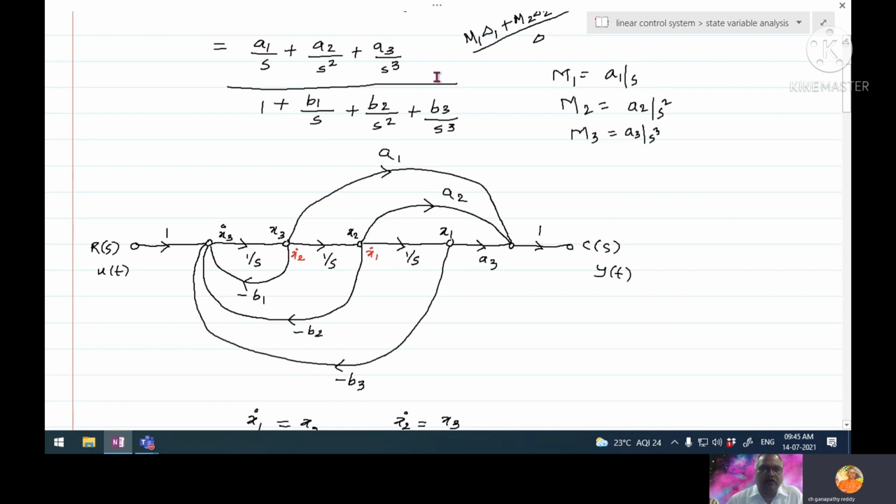The numerator forward gains are implemented like this. If you go like this, 1 by s, 1 by s, 1 by s, 1 by s cube into a3, so a3 by s cube. Second, 1 by s into 1 by s, 1 by s square into a2, so this term. Then 1 by s into a1, so a1 by s. This is one forward path, this is the second forward path, this is the third forward path. Like that we can show the forward paths to implement the numerator, and loops are used to implement the denominator.